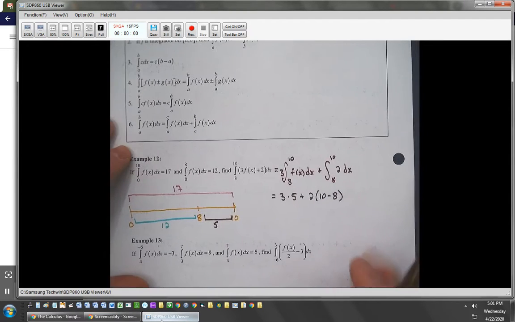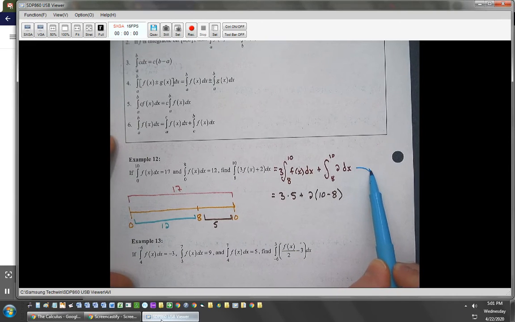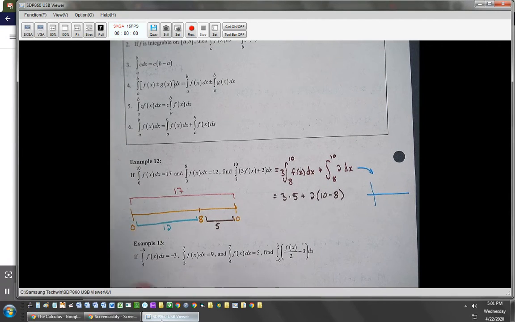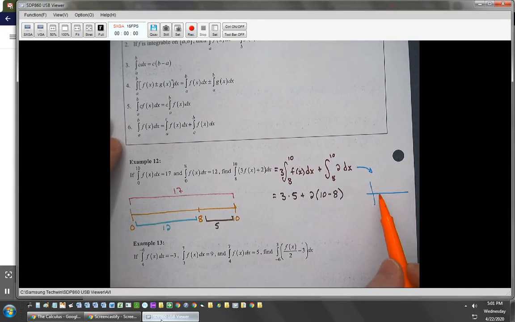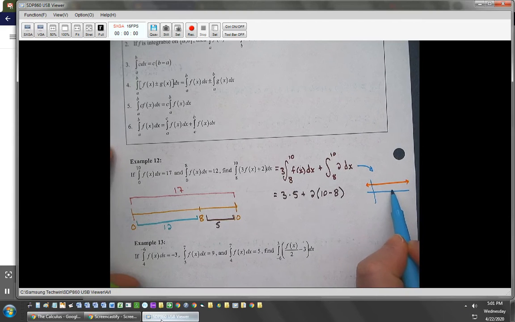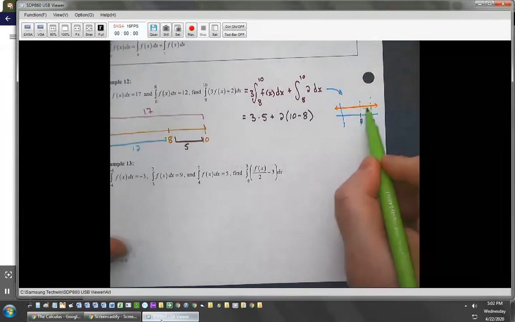Think about why that would be. Let's try to take this and turn it into a picture. I'm trying to figure out my curve. My function is just the function 2, so that means my graph is going to be at a height of 2. I want to calculate the area between 8 and 10. That means I want to figure out this area right there.